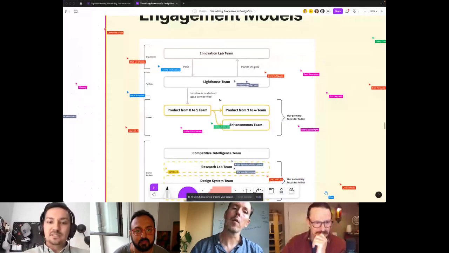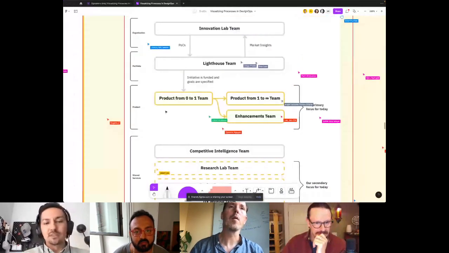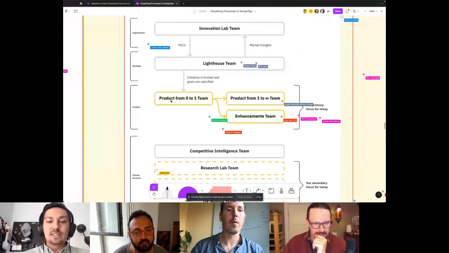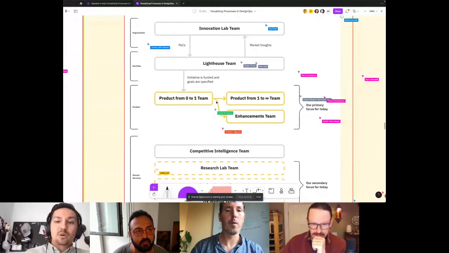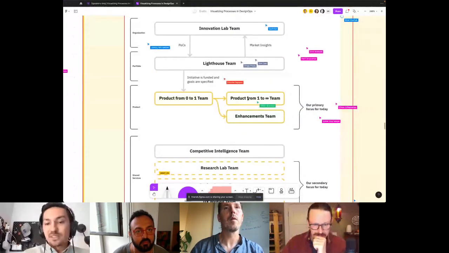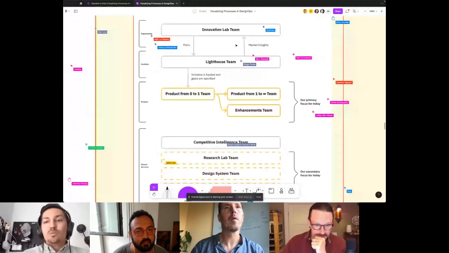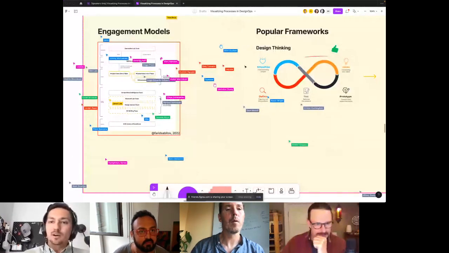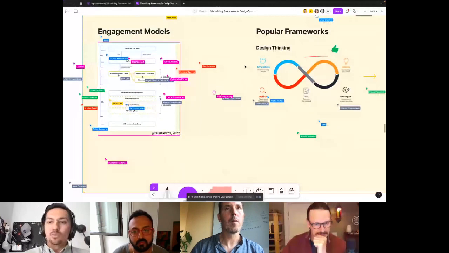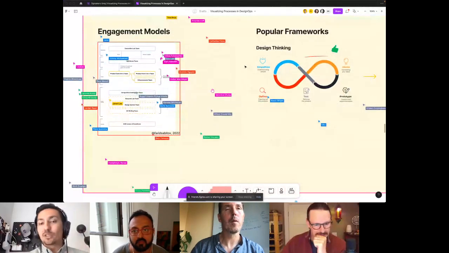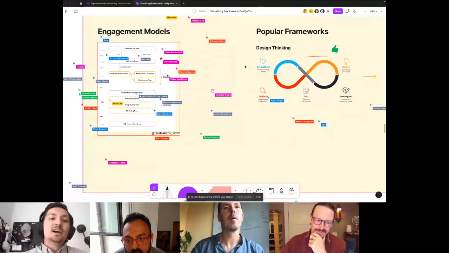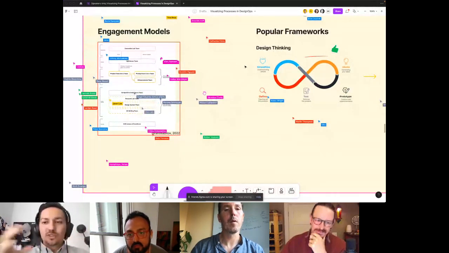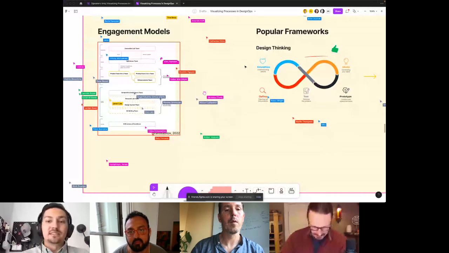But here you might see that on the product level, we have product 0 to 1 teams, which are go-to-market teams, and product 1 to infinity teams: growth teams, enhancements teams, lighthouse teams, innovation lab teams, and other things as well. But if we are focusing on the product 1 to infinity team, when we have already validated hypotheses, we have something on the market and we're trying to improve the experience and the metrics, let's go through this engagement model and try to understand how we could solidify and crystallize the process.